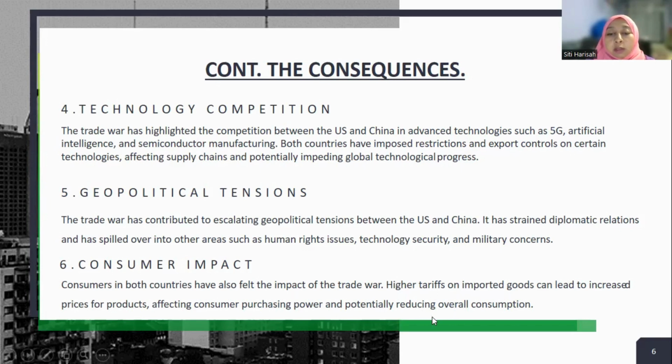Okay, after this, Prabhu will explain the key parties mapping of the conflict.